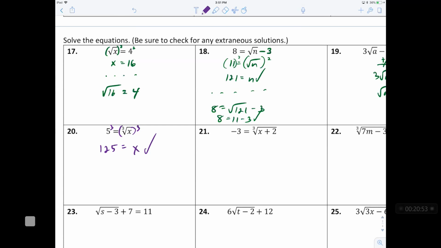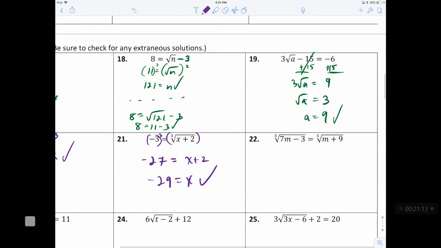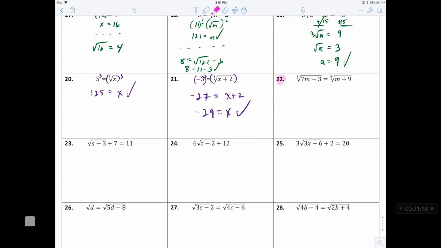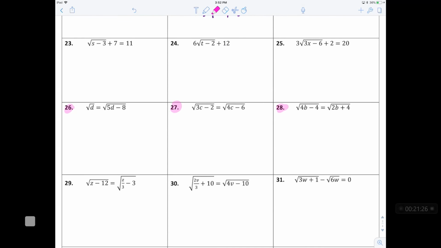Here, I'm going to cube both sides again. Okay, I get -27 is equal to x plus 2. Subtract 2 from both sides, I get -29 equals x. And then I want to go ahead and check that, and that should work. Problems like 22, 26, 27, 28, 29, 30, 31.